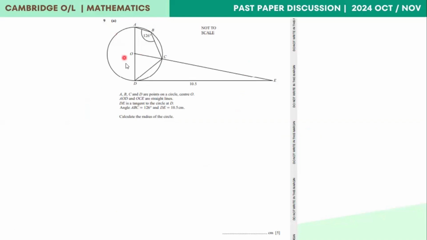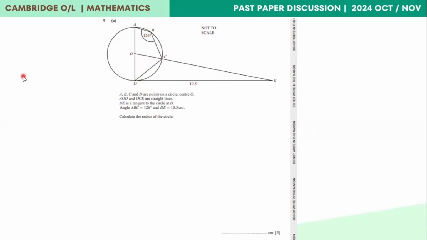The ninth question, A. A, B, C and D are points on a circle, center O. A, O, D and O, C, E are straight lines. DE is a tangent to the circle at D. Angle ABC equals 126 degrees and DE is equal to 10.5 centimeter. Calculate the radius of the circle. So now they say that there's a circle and the center is O. Also, AOD is a straight line and OCE is a straight line. DE is a tangent. Also, they are given the angle ABC and the size of DE.